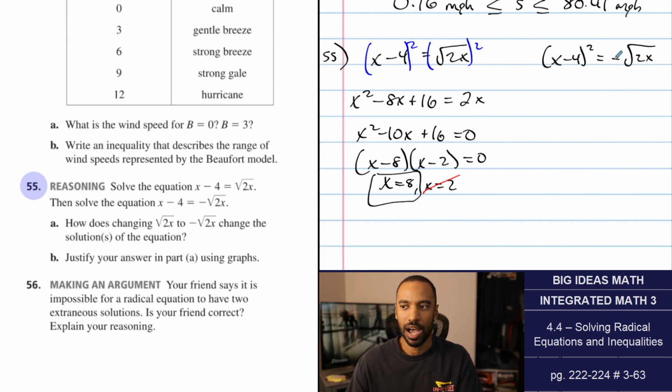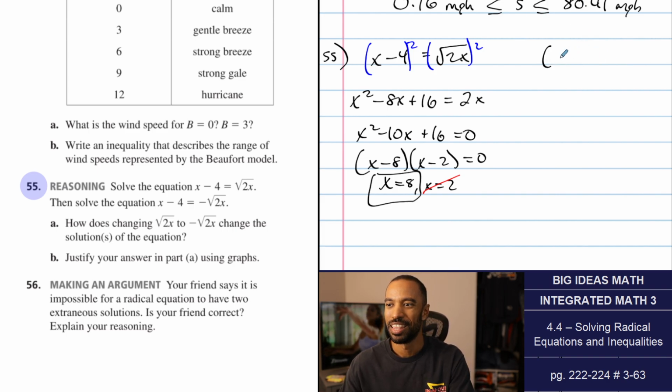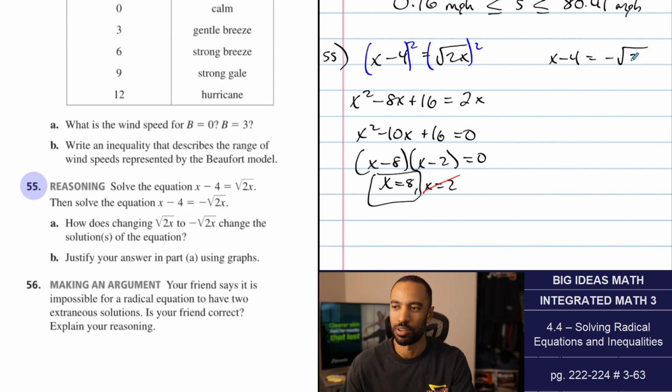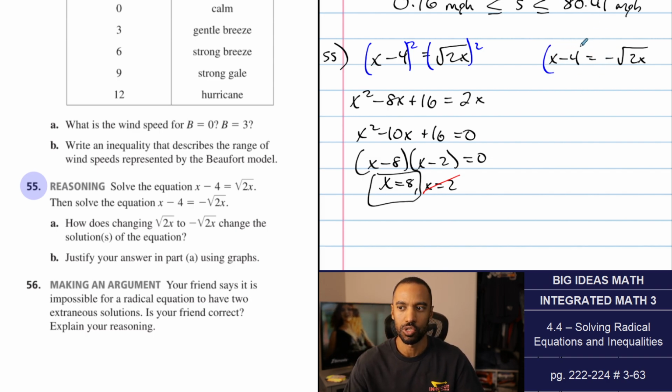Now, it's technically not isolated right now. Oh, why did I say squared? Oh, because I copied that over. This is x minus 4. X minus 4 equals negative square root of 2x. This is technically not isolated, but whether you apply the negative to this side or that side, it's not going to be any change once you square it. And I think that's what they're really talking about with this problem.